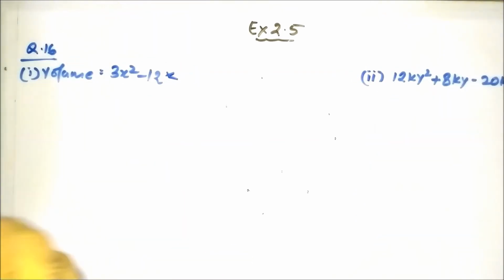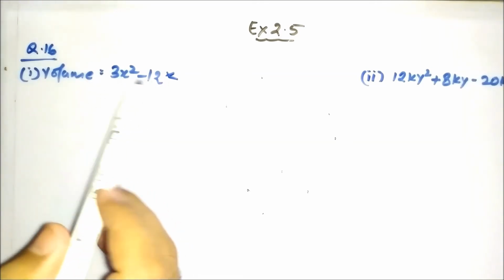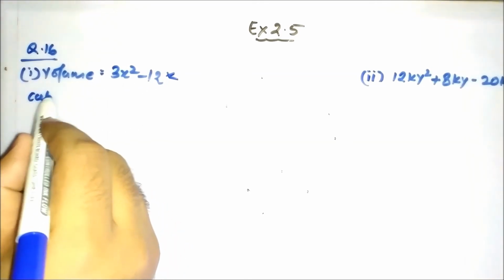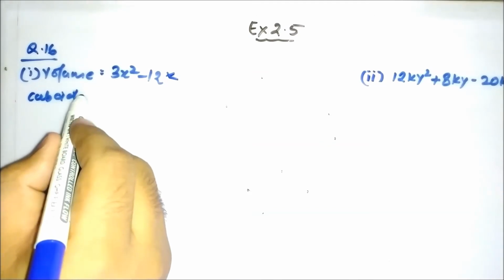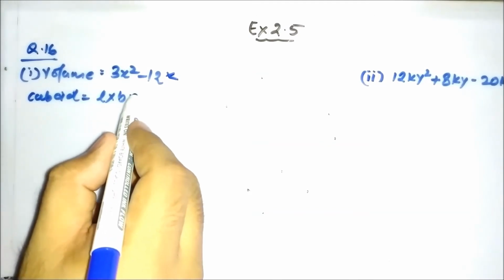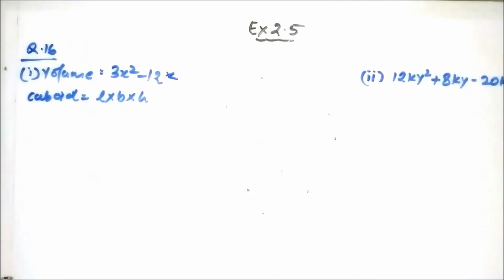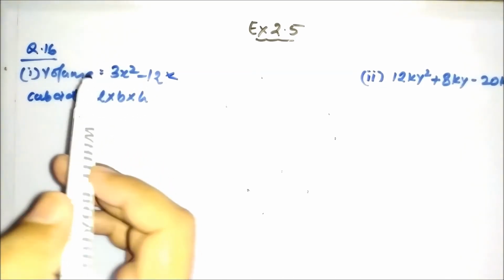Now in question number 16 we are given the volume of a cuboid. So for a cuboid, volume is what? Length into breadth into height. We need to find the dimensions. Dimensions means we need to find length, breadth and height. So we need to split the given volume into three factors.